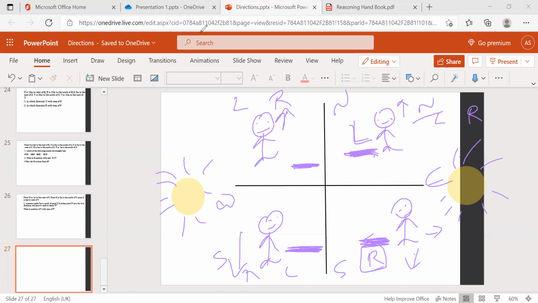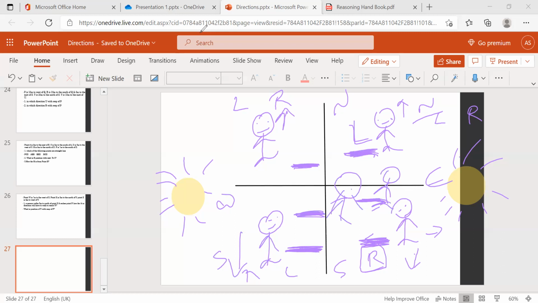And if a person faces east in the morning, the shadow will be on his back side. If a person faces west in the morning, the shadow is on his front.